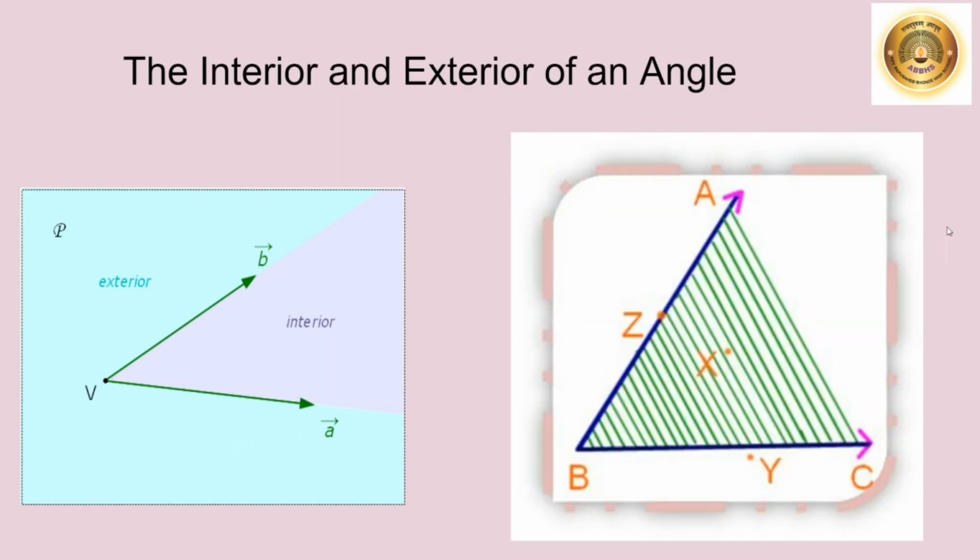Here again I have shown you another figure where I have shaded the interior. So if you see, point X is in the interior of this angle ABC, whereas point Y is outside the angle, or in the exterior of the angle. Now if you consider, point Z is on the arm of this angle.